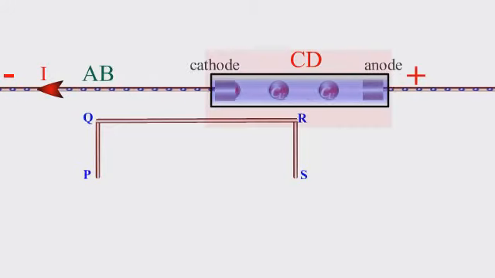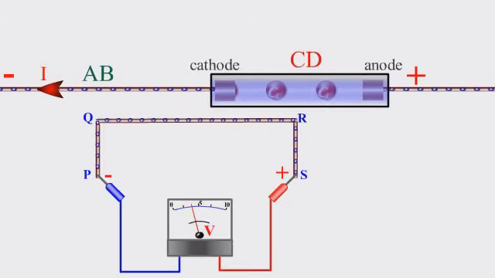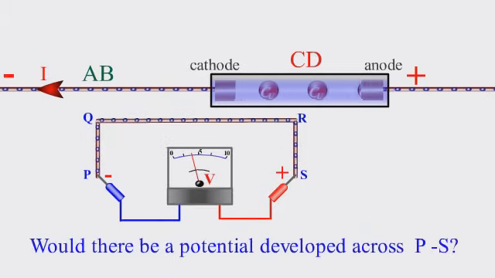In the tube, the carriers of current are the positive ions, whereas in the wire, it is the electrons that conduct electricity. On conduction, as per the equation, the conducting electrons in AB repel electrons in PQ away from it, whereas the moving cations in the tube attract electrons towards it. This causes a potential to be developed across PS, and can be measured directly. So the question is, would there be a potential developed across PS?